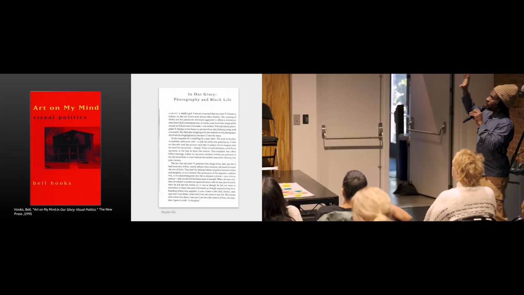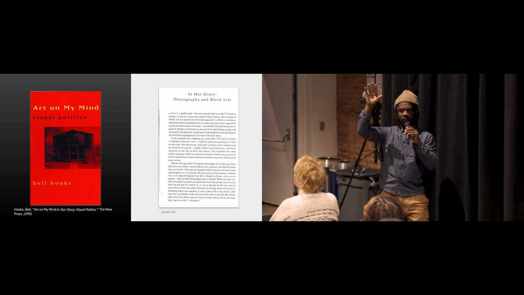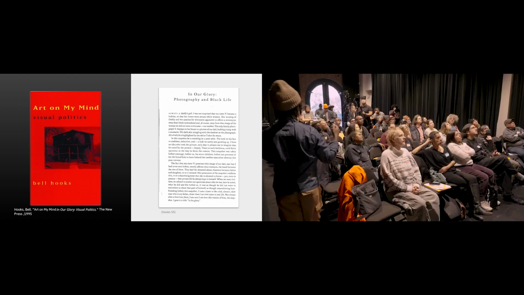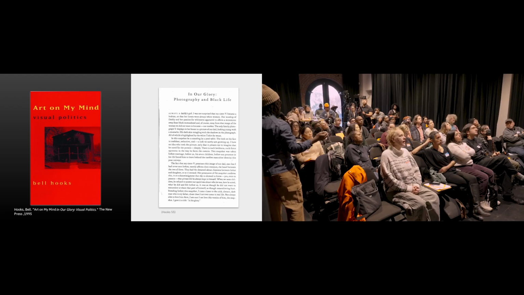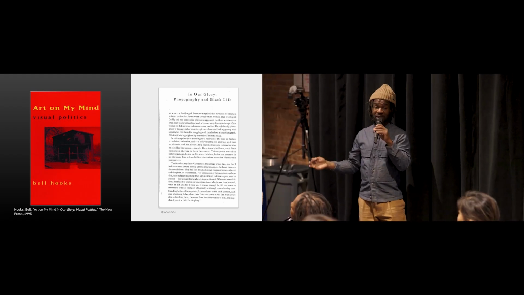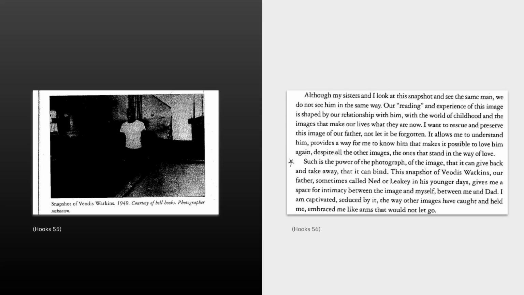Okay? So in this text, Art on My Mind, Bell Hooks talks about this photograph that she found of her father. This photograph was of her father as a young man. He was in a pool hall. He had no kids. He was smiling, smoking a cigarette, drinking a beer. Next slide, please. Now, what was interesting about this photograph is that there were very, very different thoughts and opinions about this photograph. Bell Hooks thought, wow, I've never seen my dad like this. This is so amazing. Her sister says, he doesn't even have on a shirt.